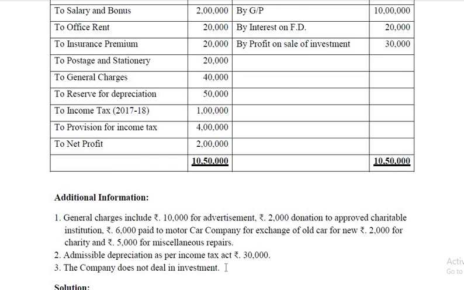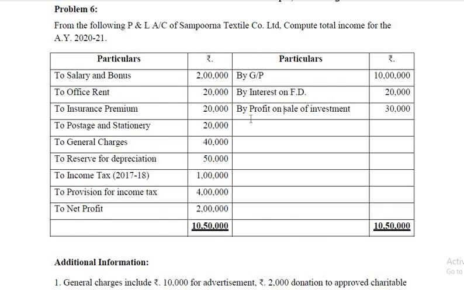The company does not deal in investment. If it dealt in investment, it would be business income. But since it does not deal in that, it will be taken as capital gains. But what sort of capital gain? There is no specification whether it is a long-term or short-term capital gain. We'll assume that it is a short-term capital gain while computing the total income.